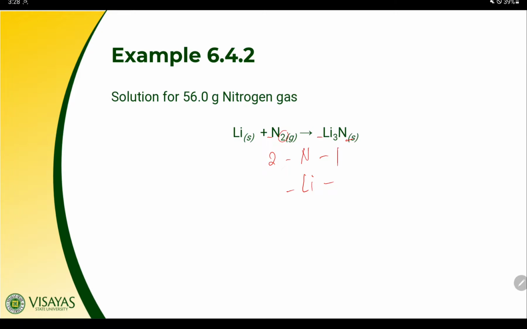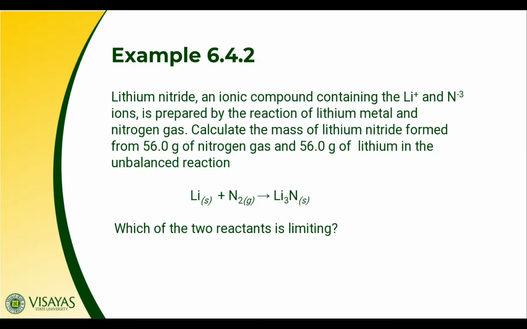So what we do is we put a coefficient 2 in here, because when we multiply 2 by 1, we have a 2. Okay, for lithium ion, we have 2 times 3 is 6. On the left side, we only have 1. So we have to add a coefficient 6 in the equation. So we now have a balanced chemical equation.